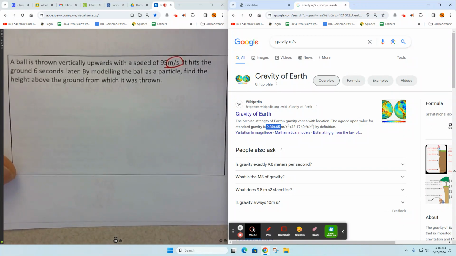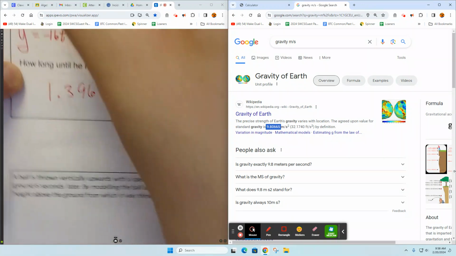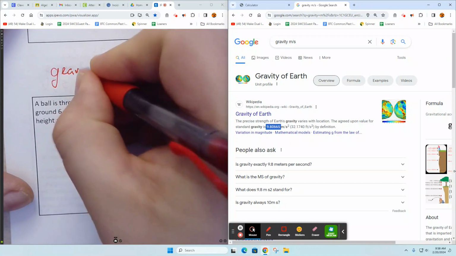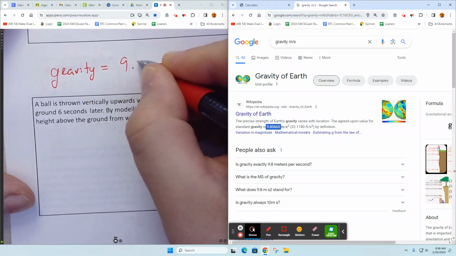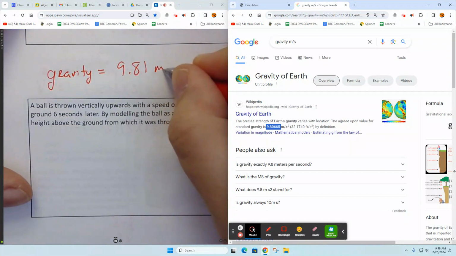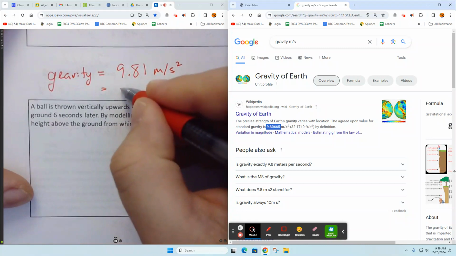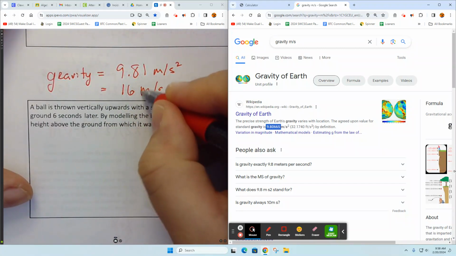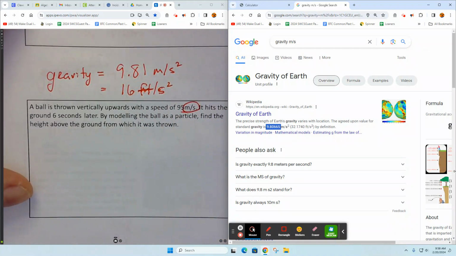Well, it is a decimal, but we're going to call that 9.81, okay? So gravity is also equal to roughly 9.81 meters per second squared, or 16 feet per second squared.